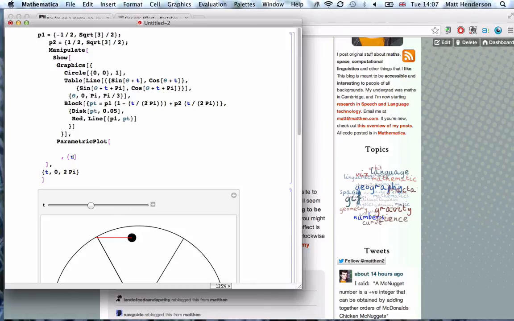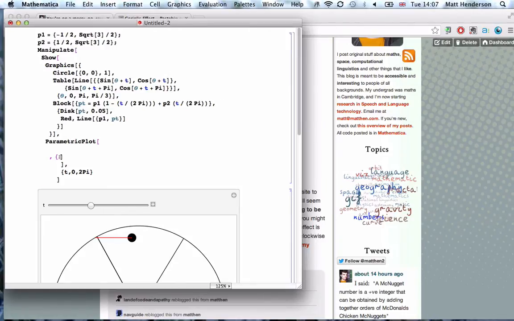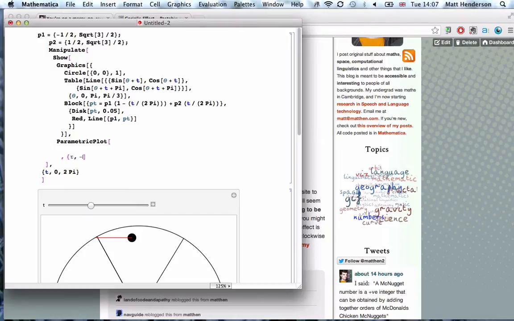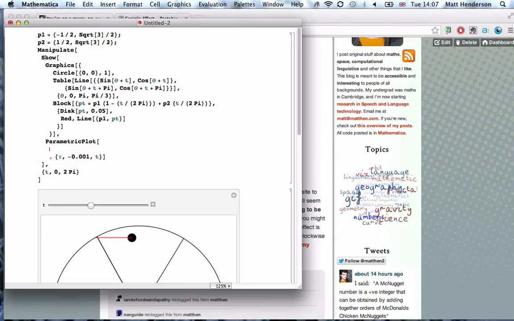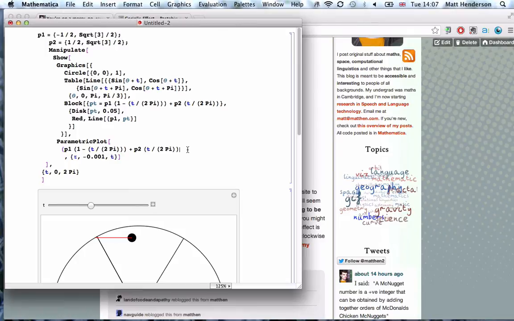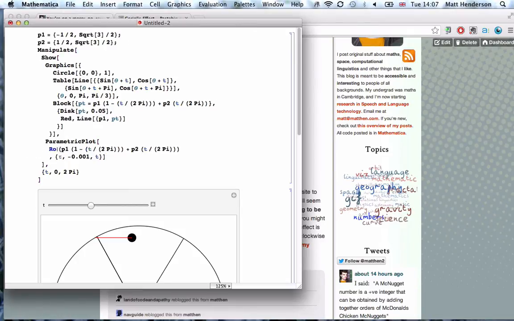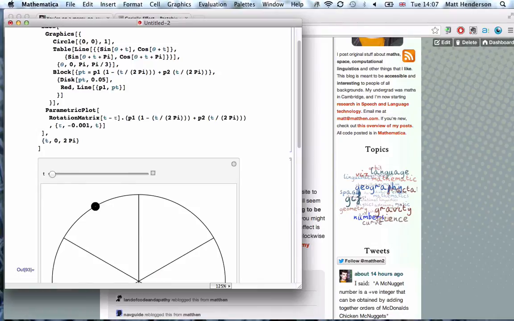So I want to have another time parameter, so let's type tau, so that's escape t escape, and from just below 0 up to where t is at the moment. And the plot will be this same expression, but rotated. Rotation matrix. How much does it need to be rotated by? It needs to be rotated by t minus tau. I think.